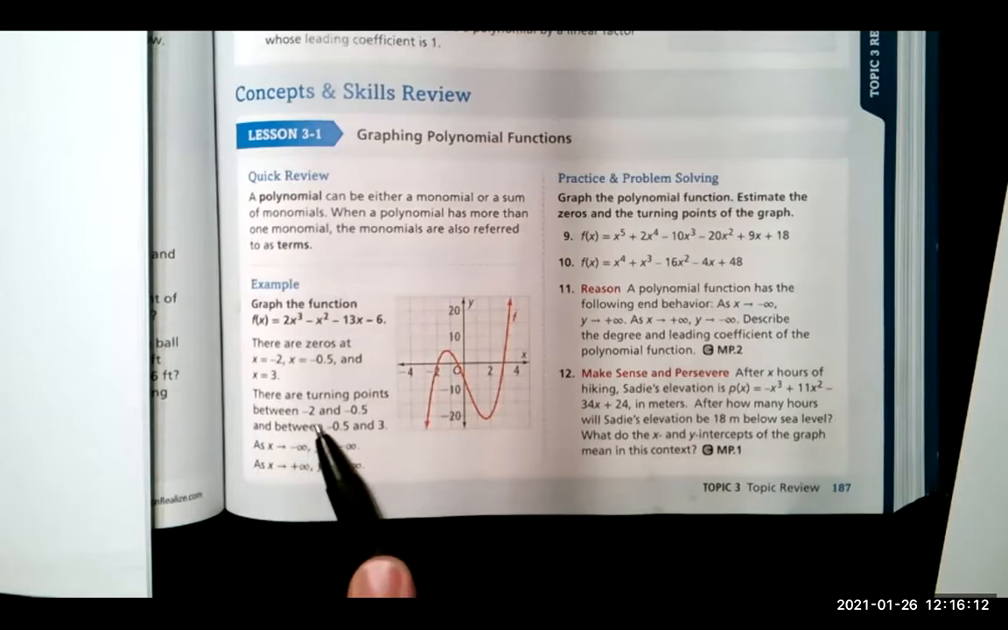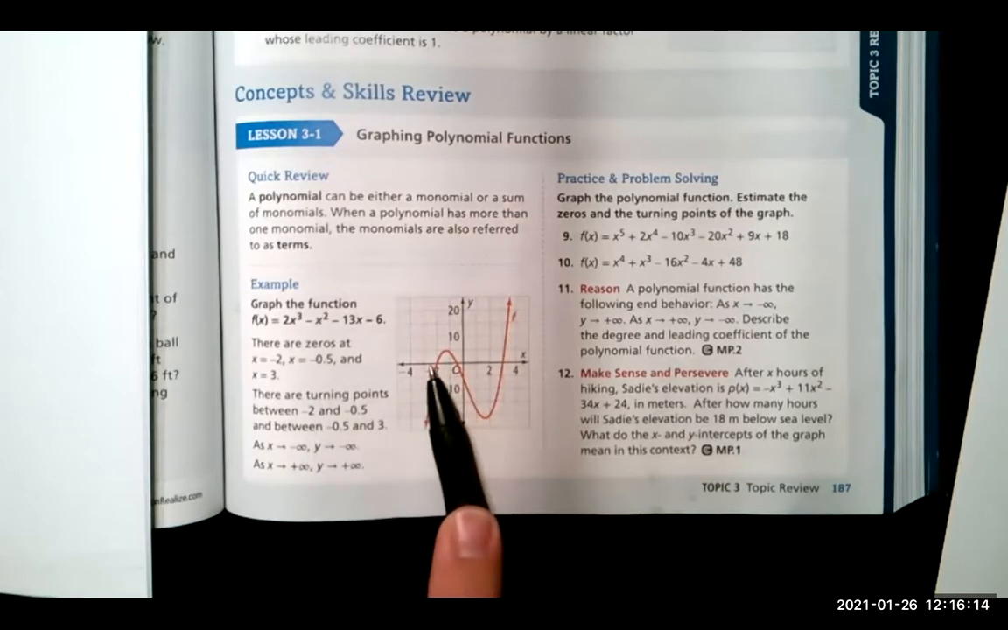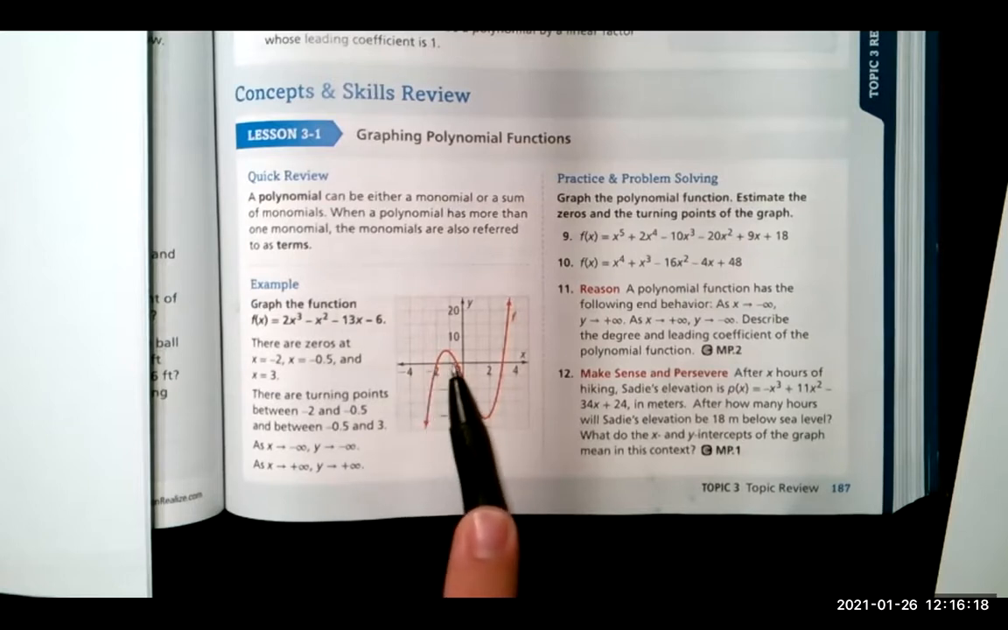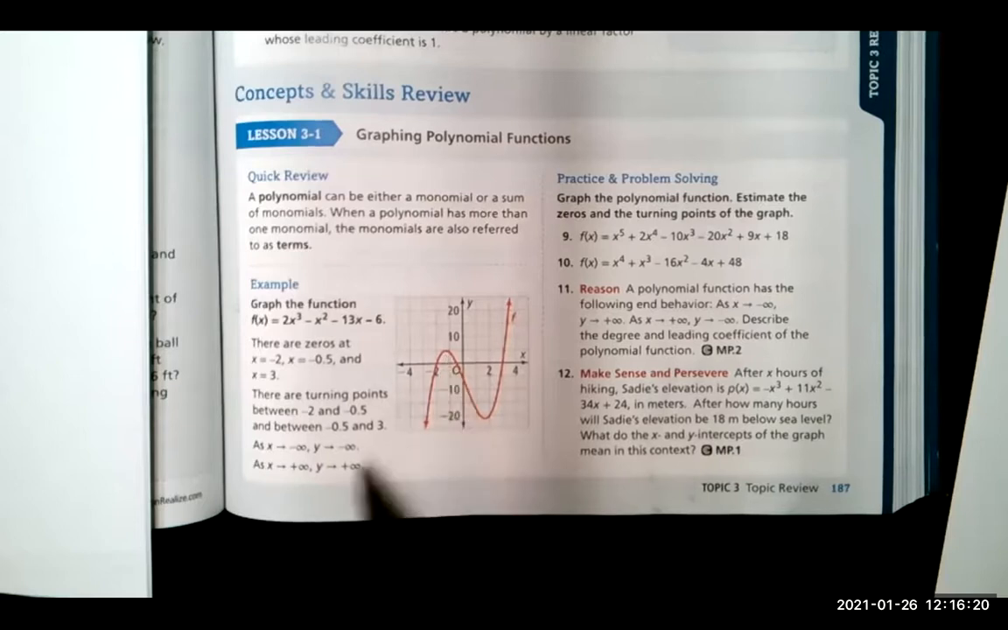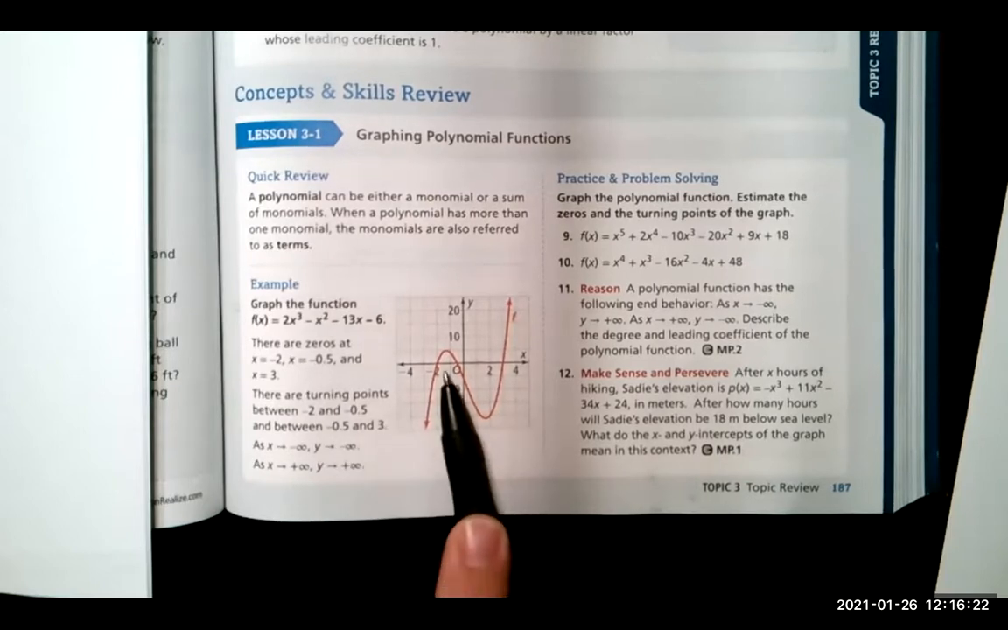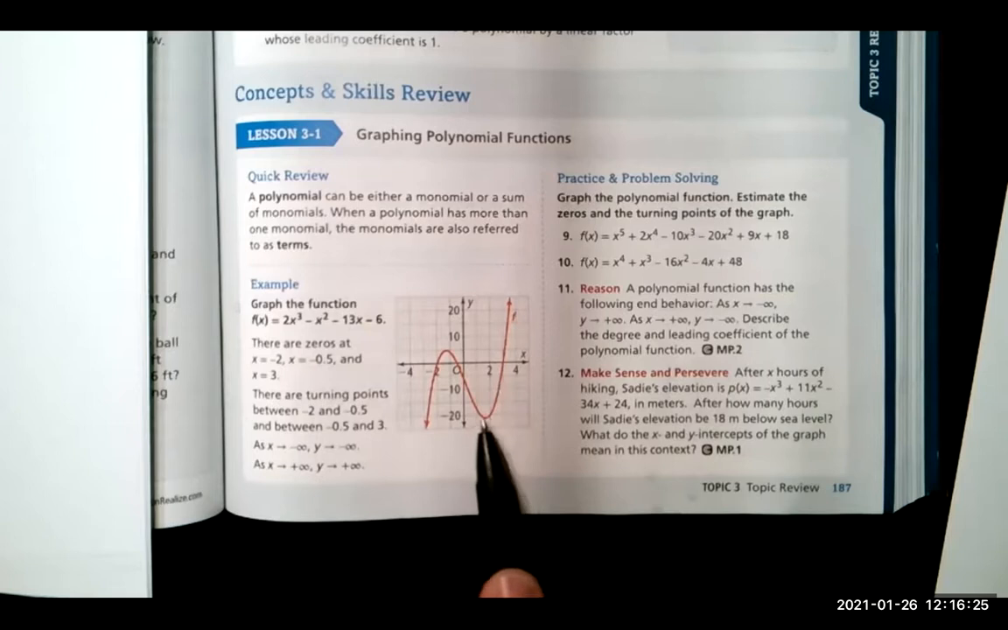So there are turning points between -2 and -0.5. They determine that because those are my x-intercepts. So between those 2 x-intercepts, there's a turning point. And then between -0.5 and 3, again my other 2 x-intercepts, there's another turning point. So it comes down, turns around, and comes back up.